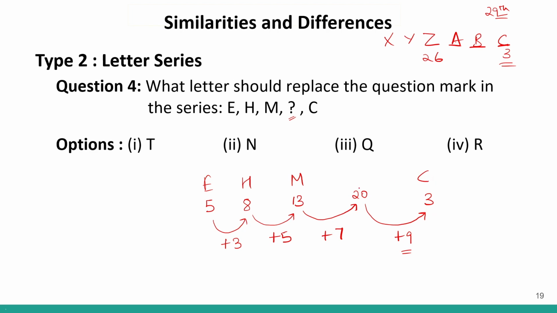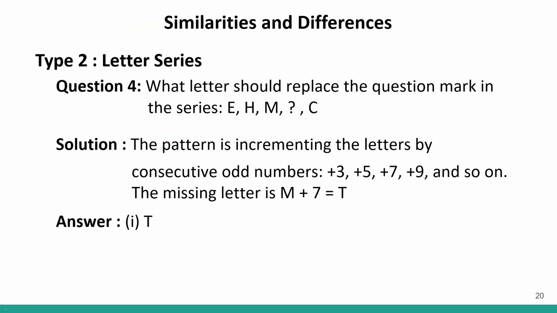So the missing element over here, which follows the same logic with the previous term as well as the next term, will be the 20th term. And 20th term is T. So our answer will be option number 1, T. I hope this is clear. Okay. So let us move forward.